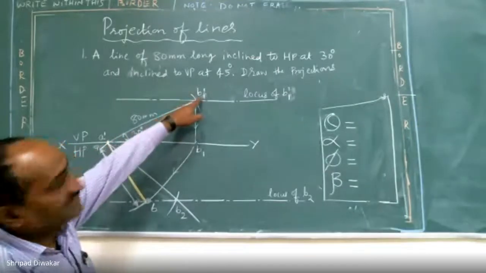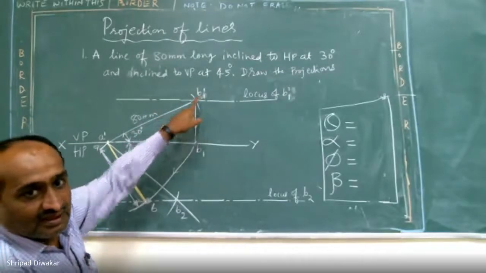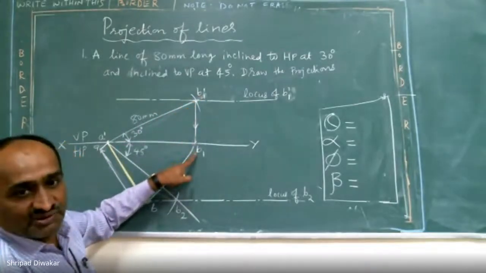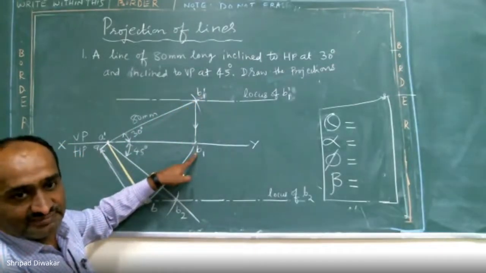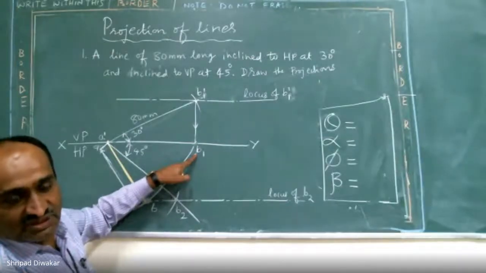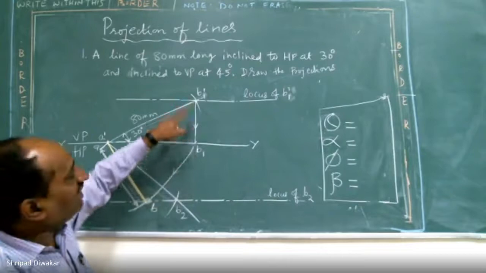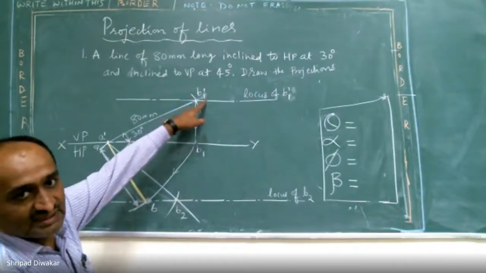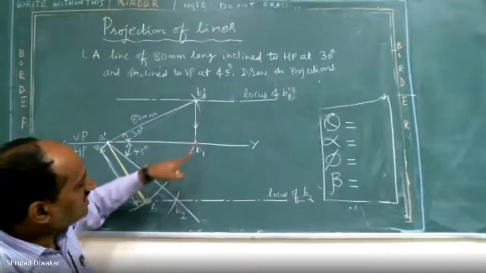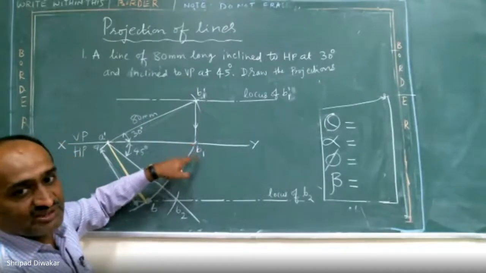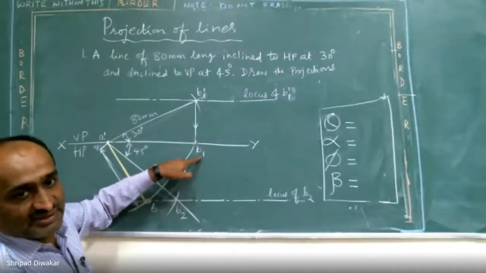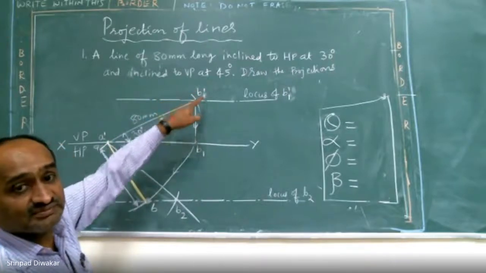So B1 dash is the front view, sir? A dash B1 dash is front view. But here it is top view. How are you going to represent top view? By B1, right? Yes, sir. Already we have B1 dash for the front view. Top view is going to be represented by B1. Don't put dash. Front view is dash. That's it.